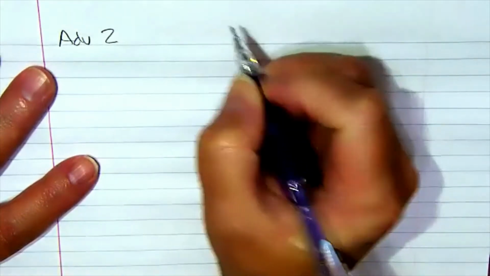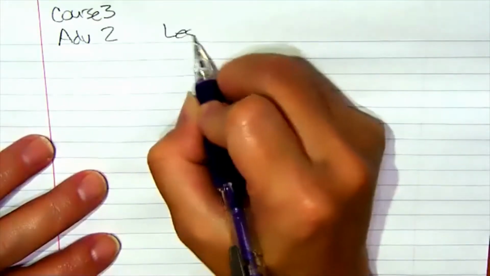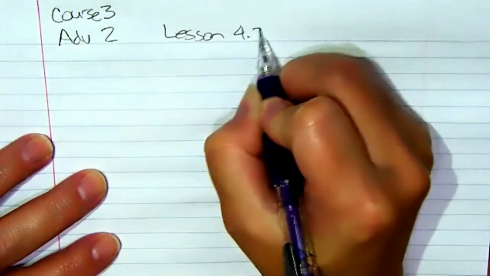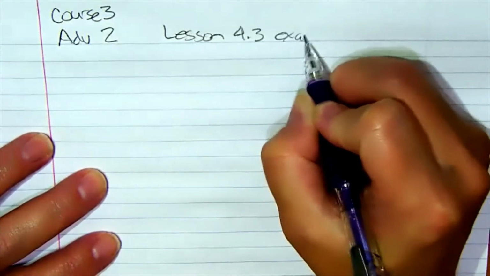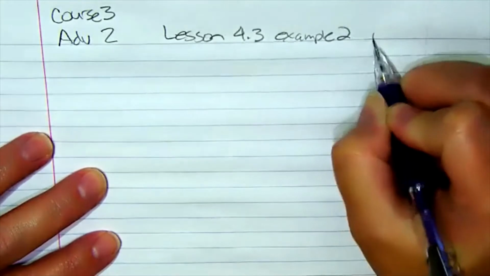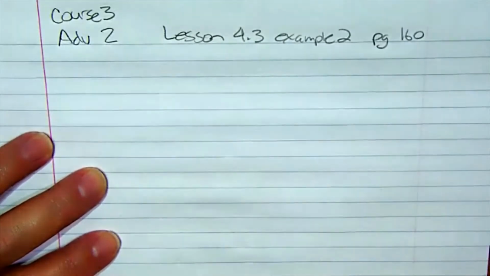Okay, if you are in Math 7, we are working from the Advanced 2 textbook. If you are in Math 8, we are working from the Course 3 textbook. We are doing lesson 4.3, example 2, and it can be found on page 160.